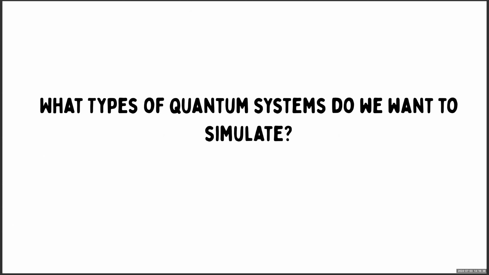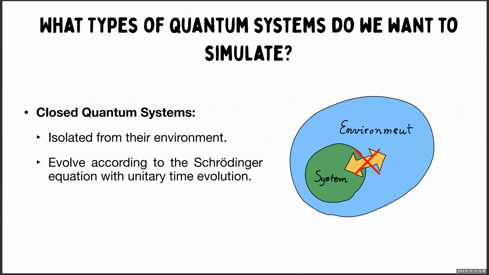The other important question, which you've probably seen from the title of the mini-school, is what types of quantum systems do we want to simulate? The first is a closed quantum system. This is a system that is isolated from the environment. See the picture that I have here: you have the system and the environment, and it's not allowed to interact or exchange information or energy or anything like that. The system is completely isolated from its environment, and the system evolves and its dynamics are described by the Schrodinger equation. So that is a closed quantum system.